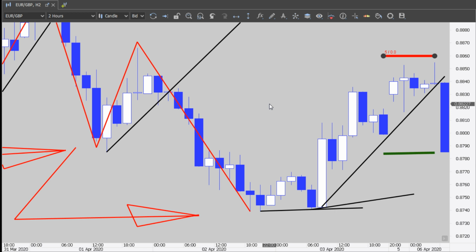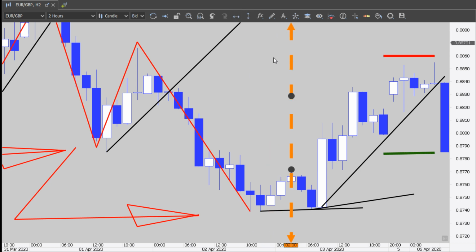Okay, everybody, tell me, before you enter this trade, is the market making higher highs and higher lows, or is the market making lower lows, lower highs? What is the market doing? Before you enter the trade, what is the market doing?